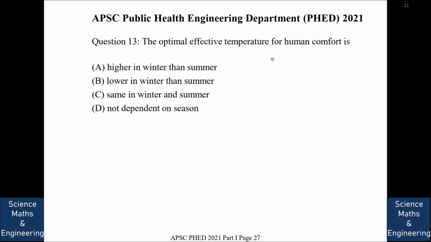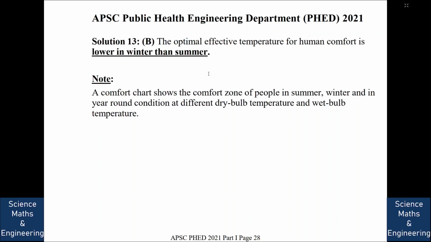The optimal effective temperature for human comfort is higher in winter, or lower in winter than summer, or the same, or it doesn't depend on season. So the answer is the optimal effective temperature for human comfort is lower in winter than summer. And for this we have a comfort chart that shows the comfort zone of people in summer, winter and all year round condition at different dry bulb temperature and wet bulb temperature. So we'll go to the next question.